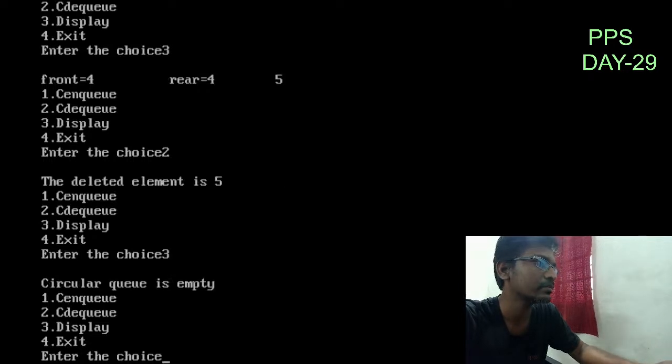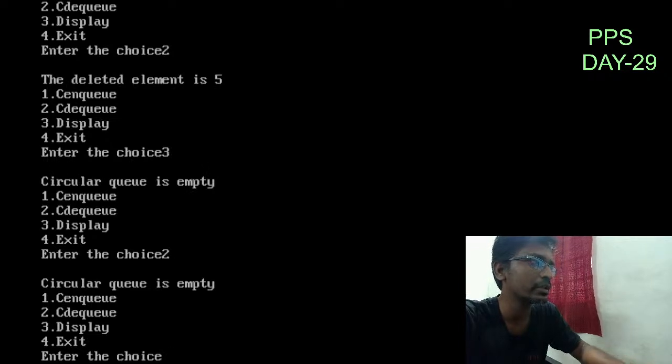Then what happened? That means the front value and rear value will be equal to -1. So whenever the front value and rear value are equal to -1, you can say that the circular queue is empty. And similarly, you have to perform DQ now. I want to perform the deletion operation. Again, it will show that the circular queue is empty. So that means there are no elements in the circular queue.